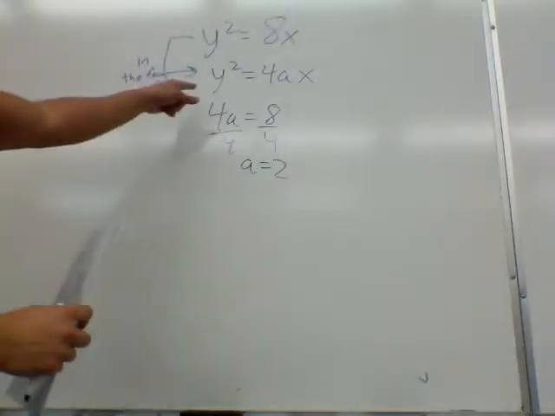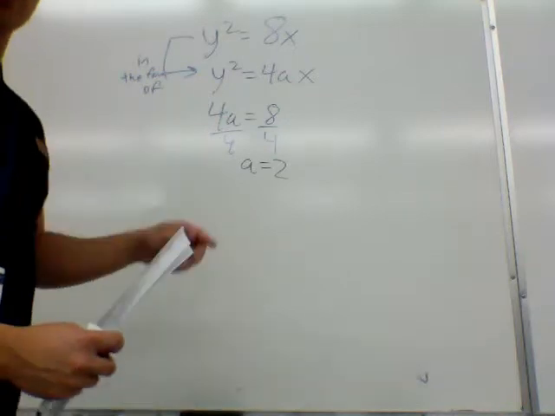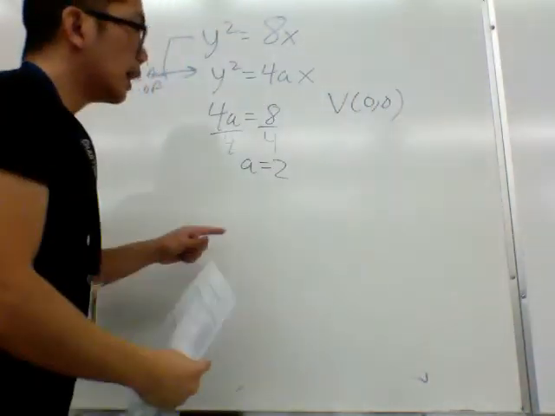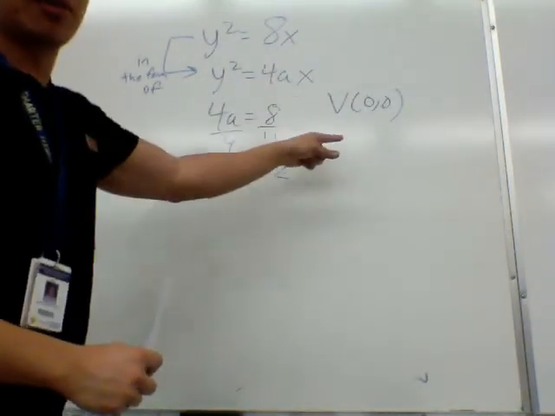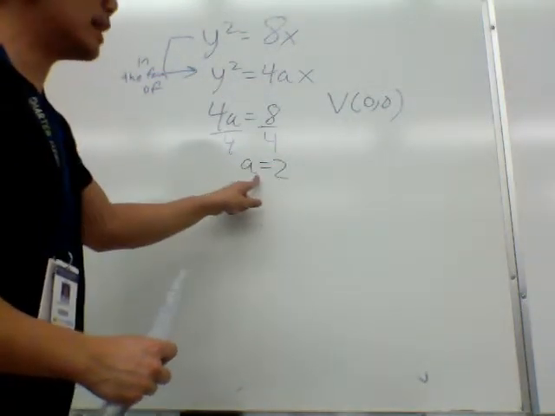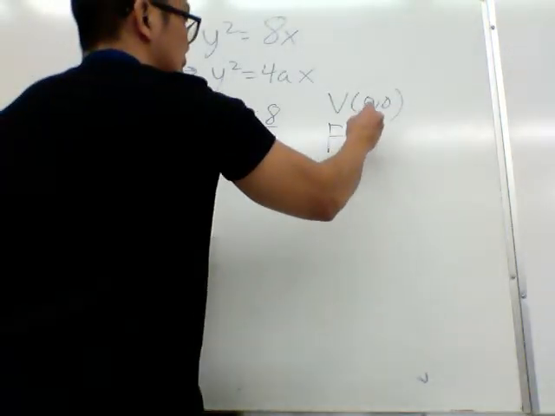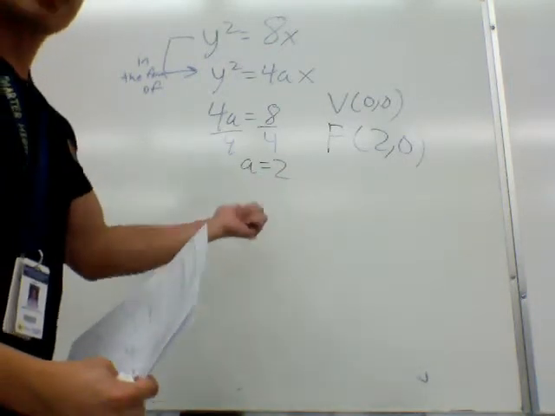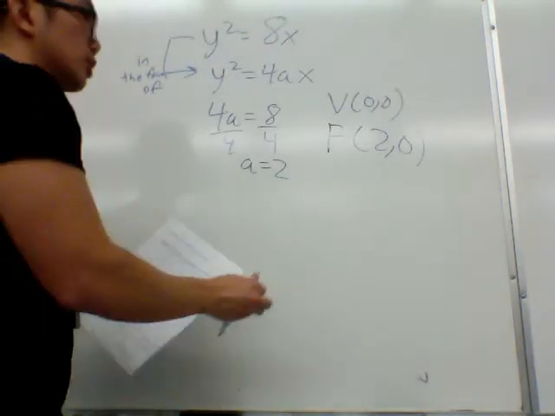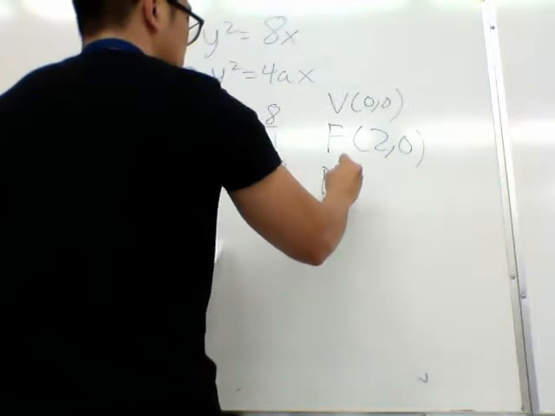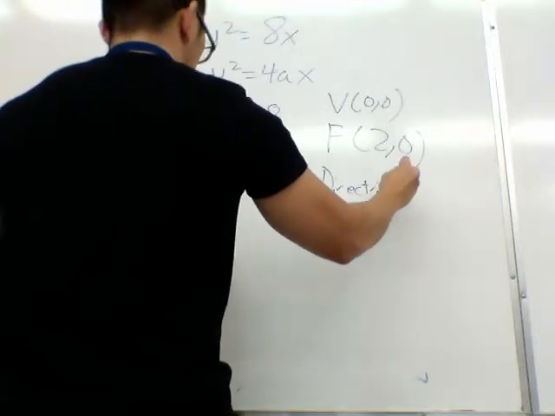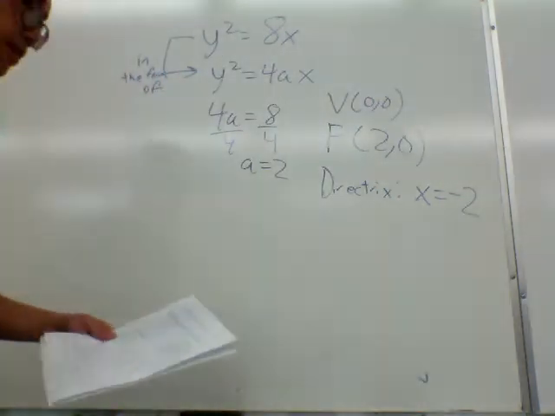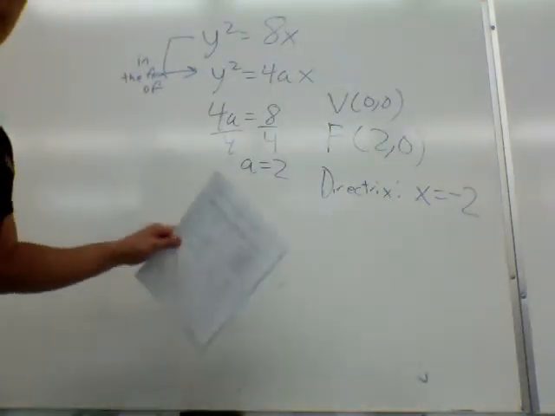Since it's in this form of y squared equals 4ax, I know a couple things. I know my vertex is at (0, 0). And since it's in this form, I know my focus is to the right of it. And since a is 2, my focus is at (2, 0). And if my focus is at (2, 0), my directrix is 2 in the opposite direction. So my directrix has the formula x is equal to negative 2. And so we have all that information.